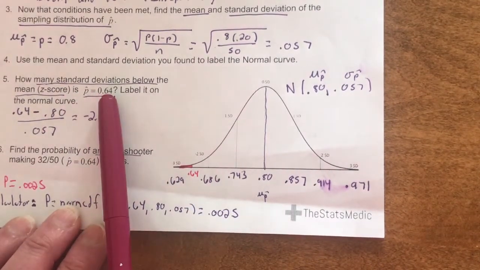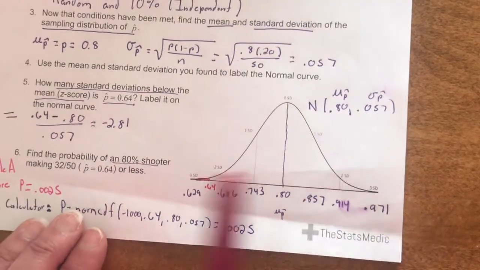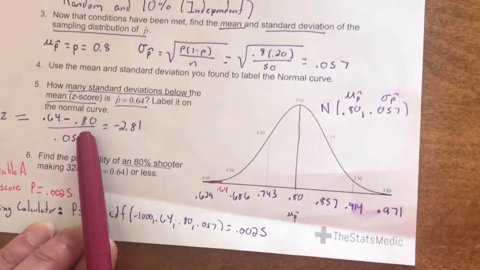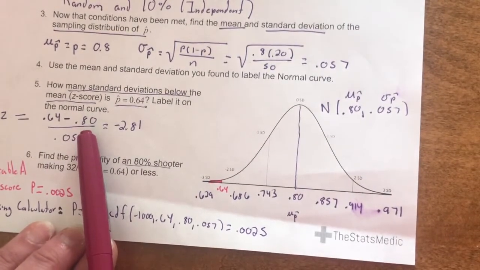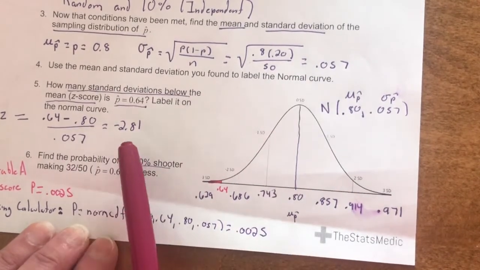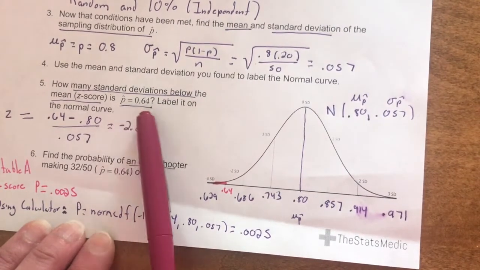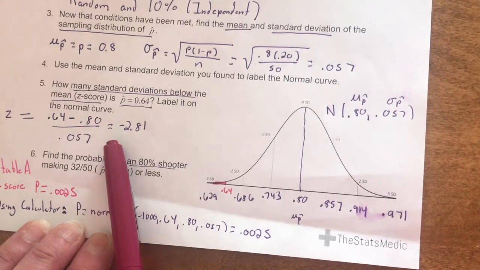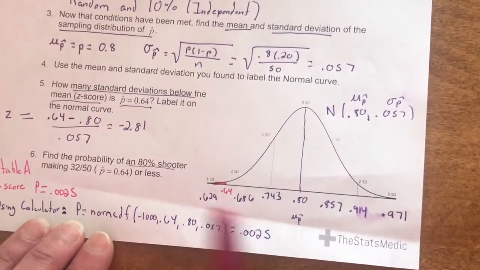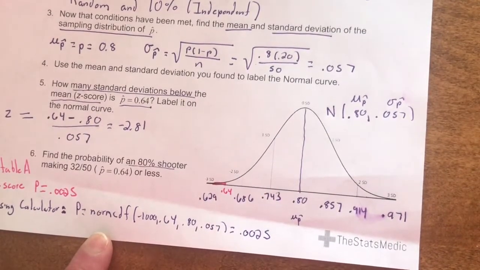So to find the number of standard deviations below, we're going to calculate the z-score. So we're going to take p hat, our statistic, we're going to subtract our true proportion that we are expecting to be true, 0.80, and we're going to divide it by the standard deviation, and we get negative 2.81. So if p hat is 0.64, it should be 2.81 standard deviations below our mean, and we can see that occurs in our curve here when we draw where 0.64 would be.